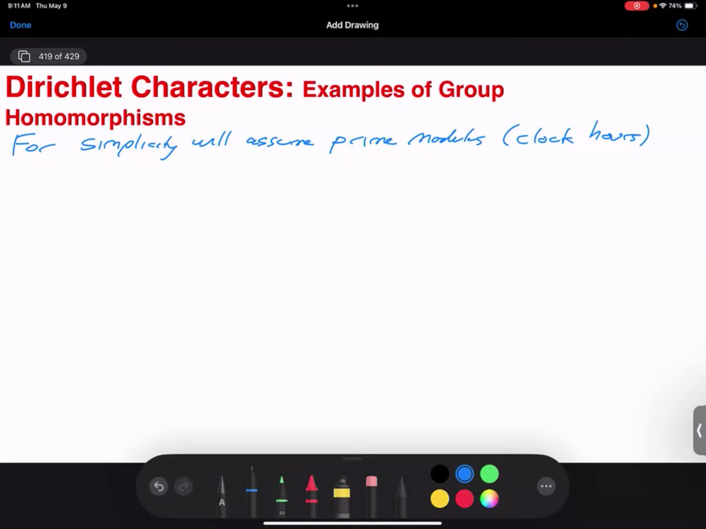I don't want to spend the time right now. This is not a class in algebraic number theory. I just want to give you a sense of where things go. Let's do a simple case, build some intuition from that.